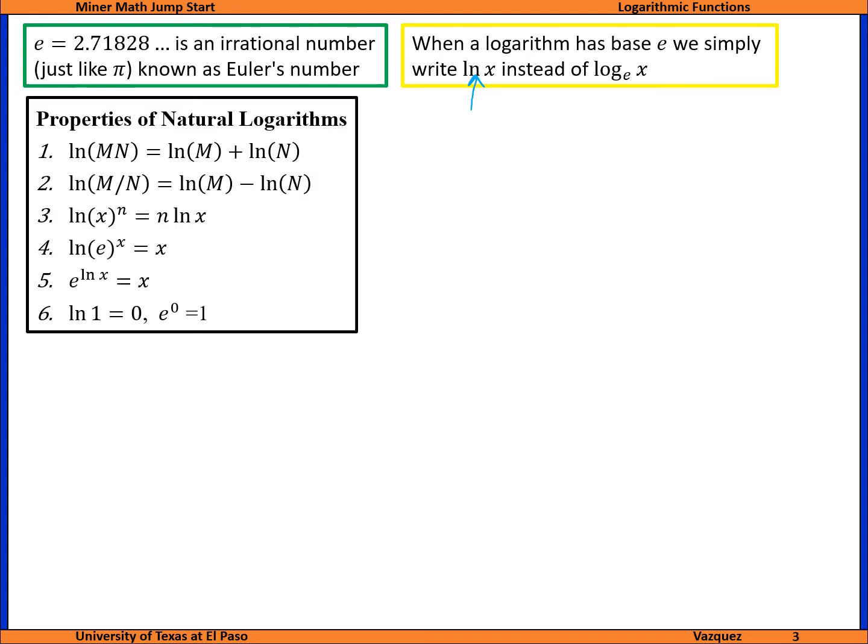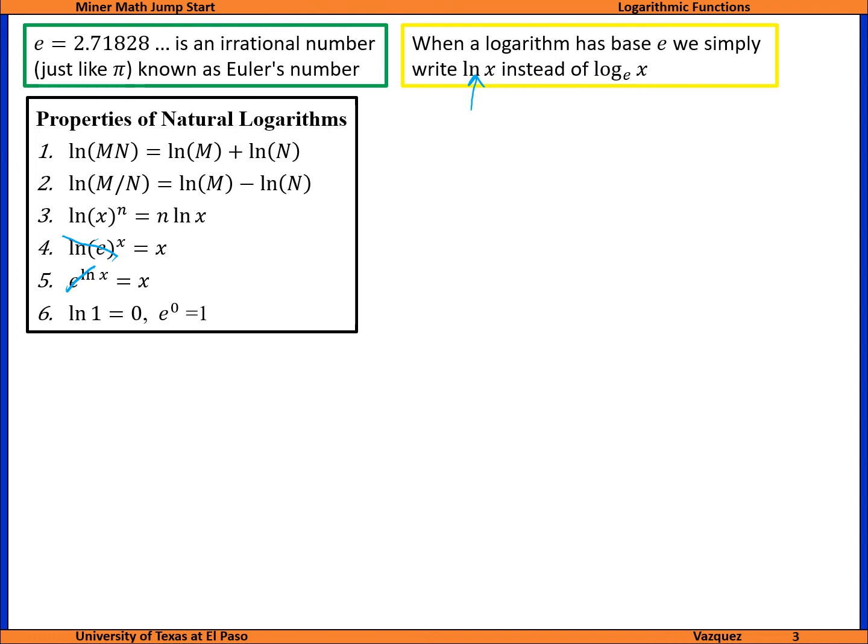And I'm going to put some properties up here. These are really just the rules we went over last slide. There's a product rule, quotient rule, power rule. Here in this case, rule number 4, ln and e are inverse, so they pretty much cancel out, which is why we're left with x equals x. Same thing over here, e and ln inverse of each other, so we're left with x equals x. And then just one thing to keep in mind is ln 1 is equal to 0, and e to the 0 is just a number to the power of 0, which is always equal to 1.